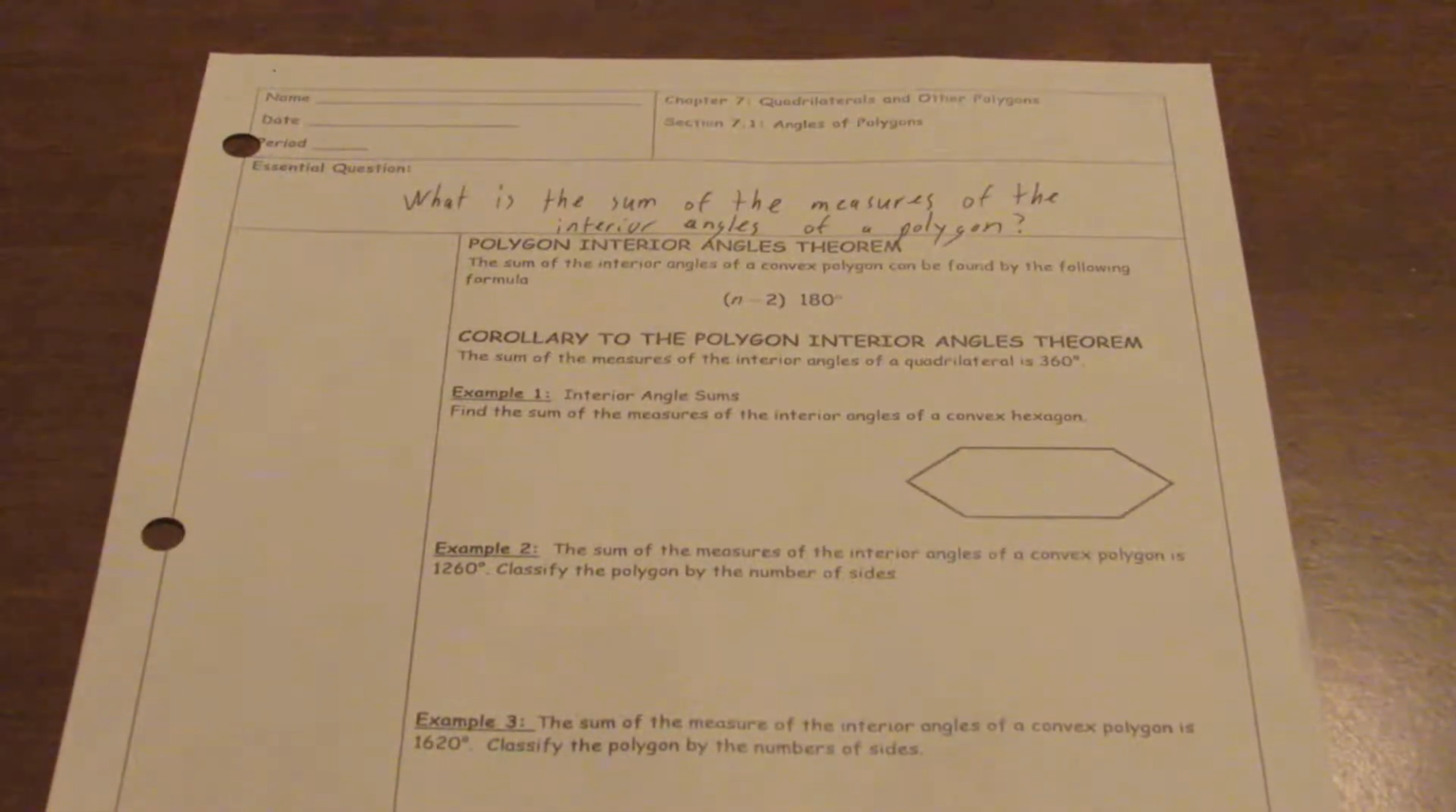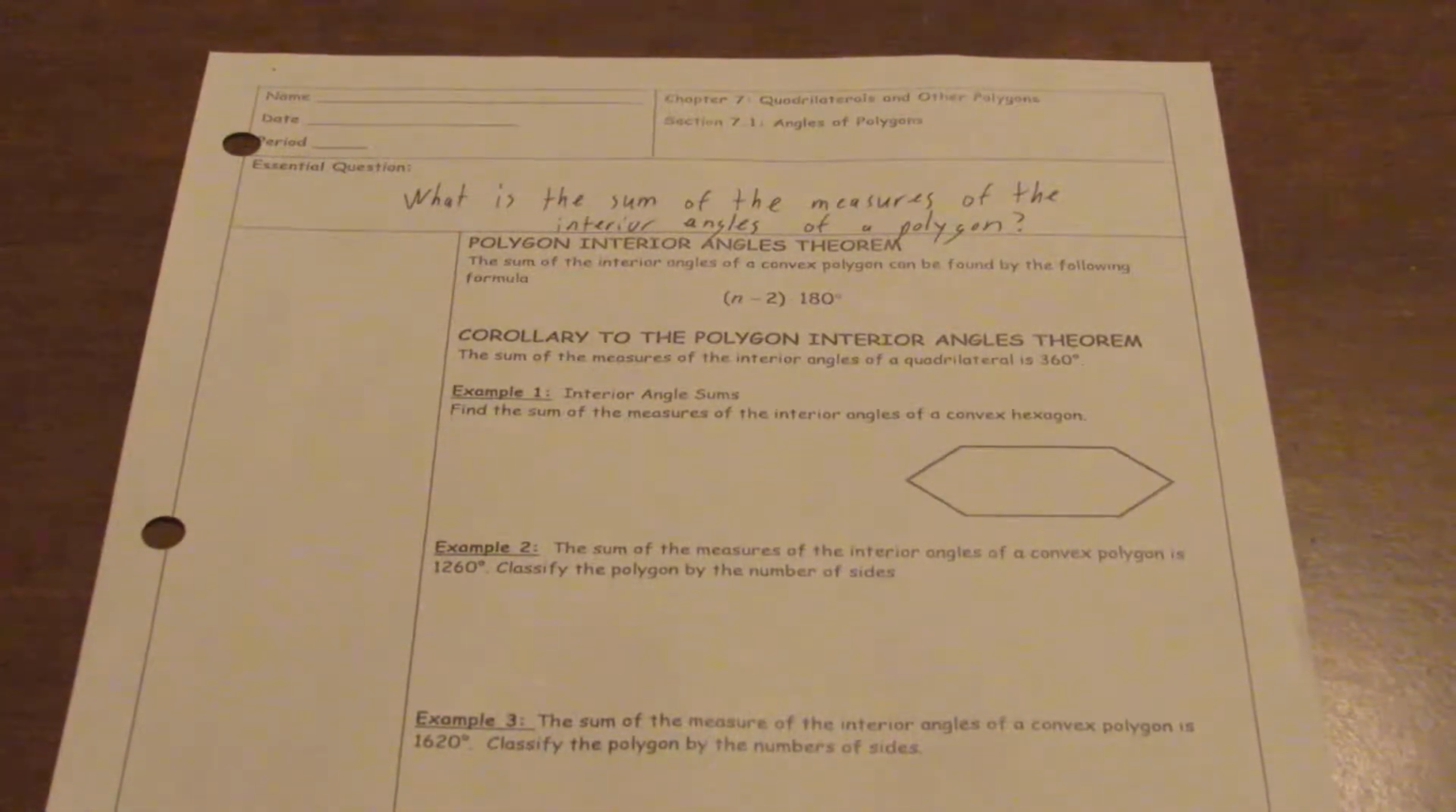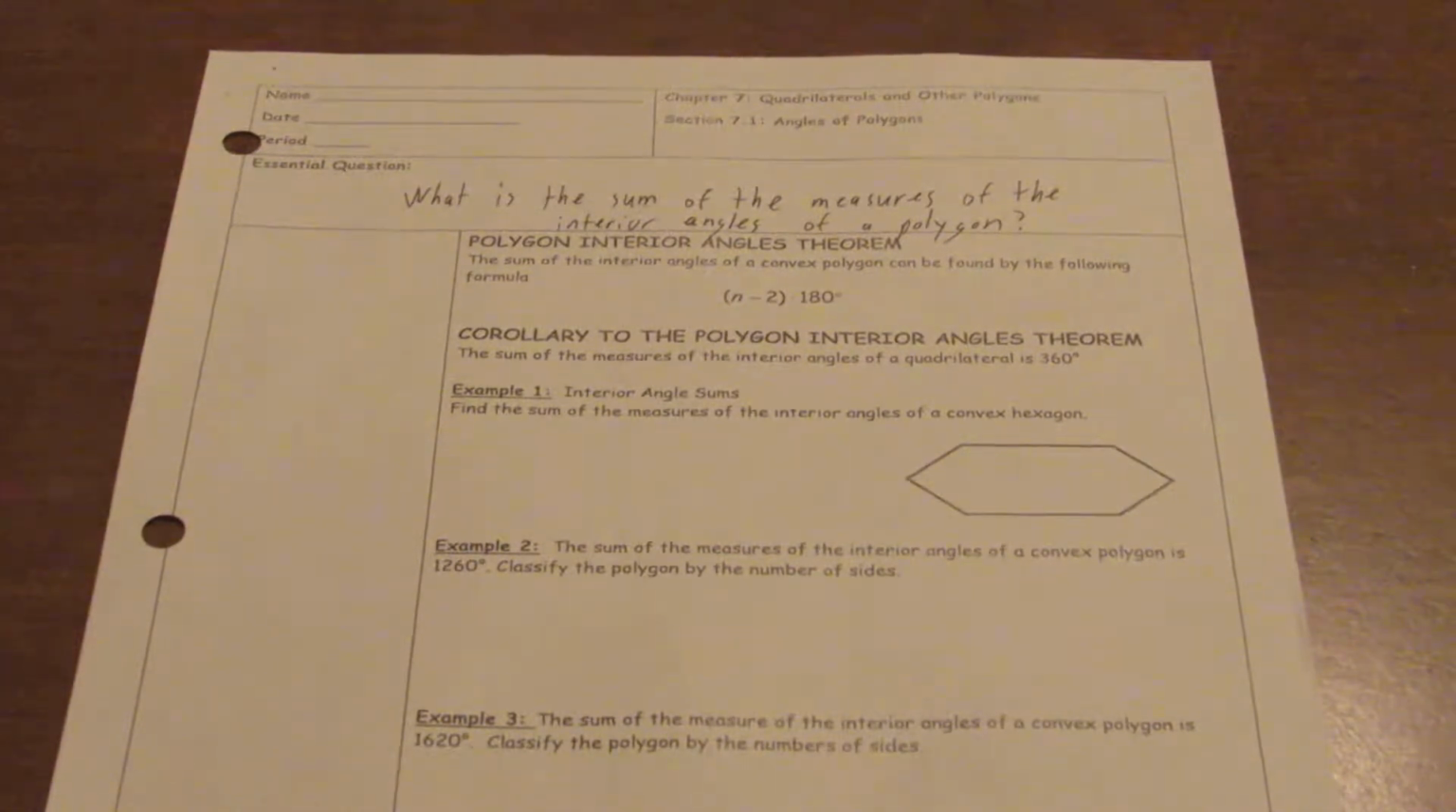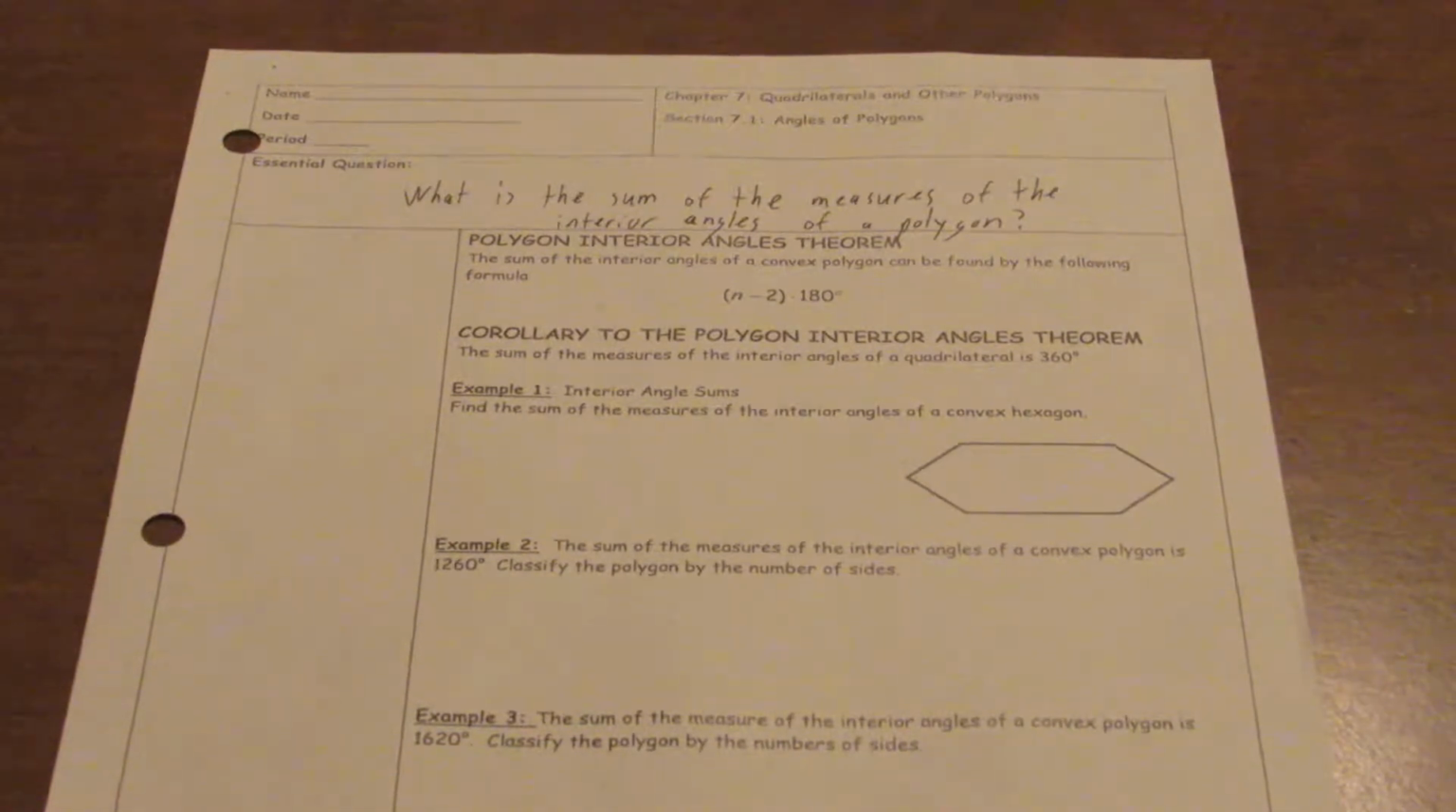So in chapter 7, we're mainly looking at quadrilaterals, but we start off looking at angles in a polygon. So our essential question for this section is, what is the sum of the measures of the interior angles of a polygon? So triangle, you're all familiar with, is 180. Quadrilateral, you should be familiar with as 360. But then we have 5-sided figures, 6-sided figures, 7-sided figures. So what do those add up to?